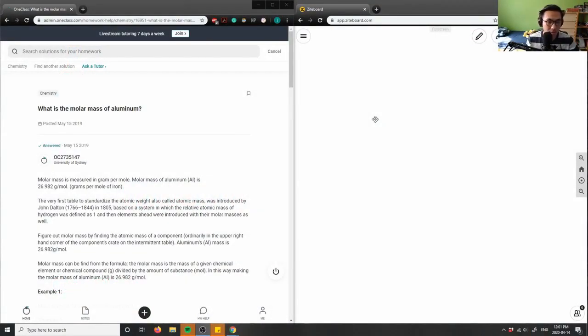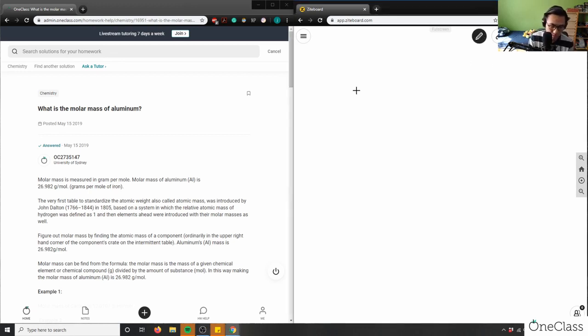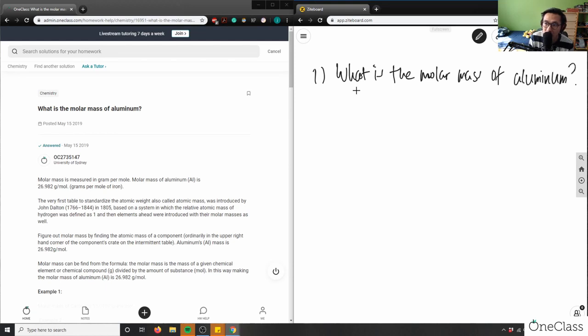So let's look at this. It says, what is the molar mass of aluminum? That is our first question of the day. Let me write this down here. What is the molar mass of aluminum? That's gonna be our question today.